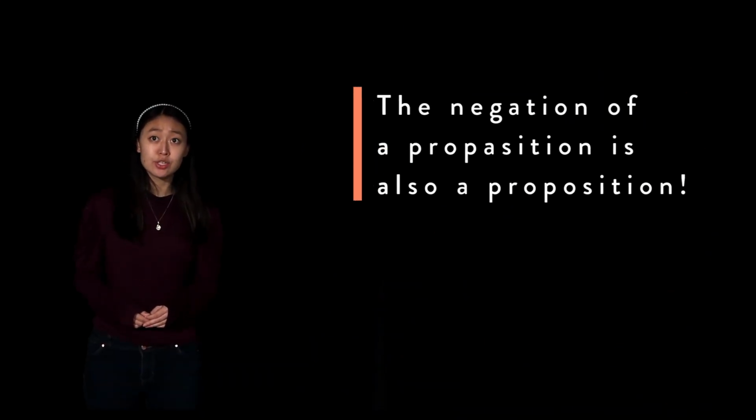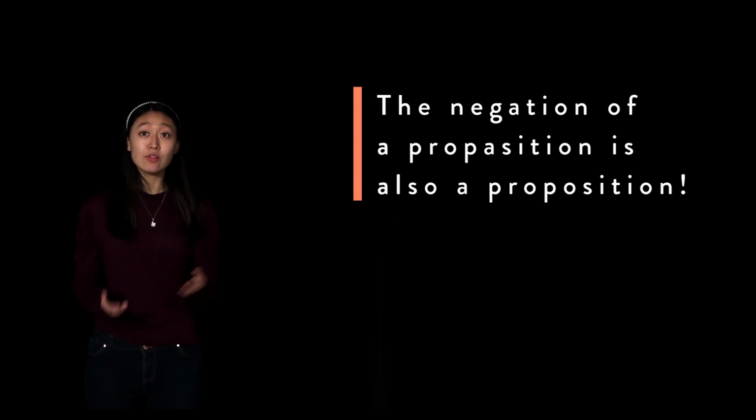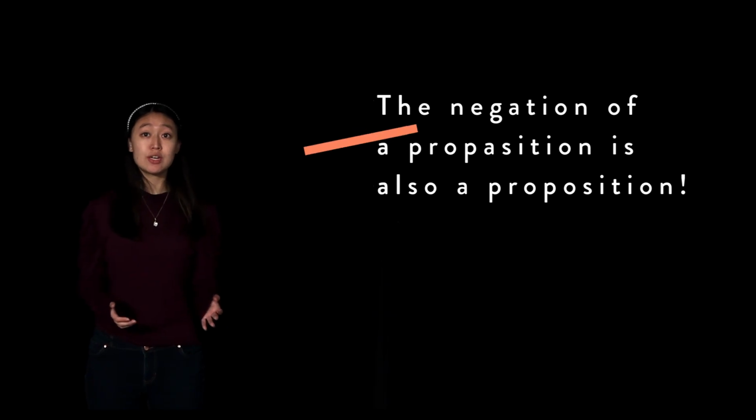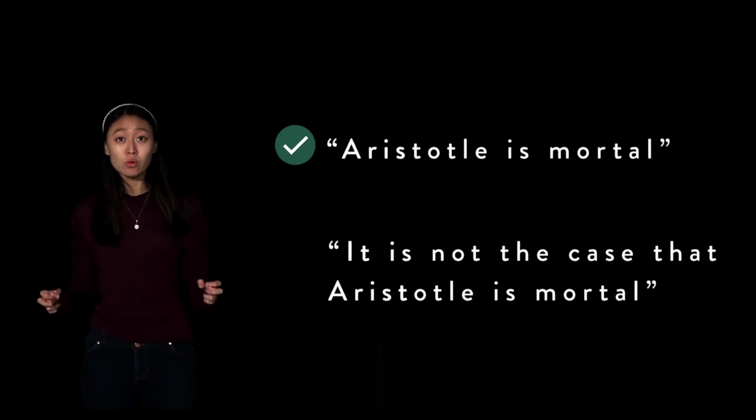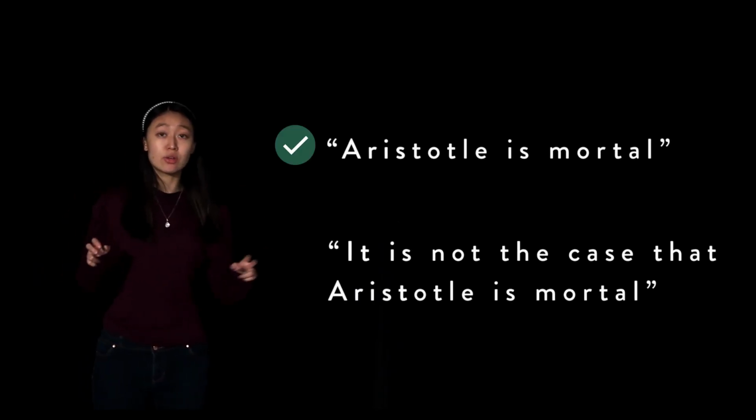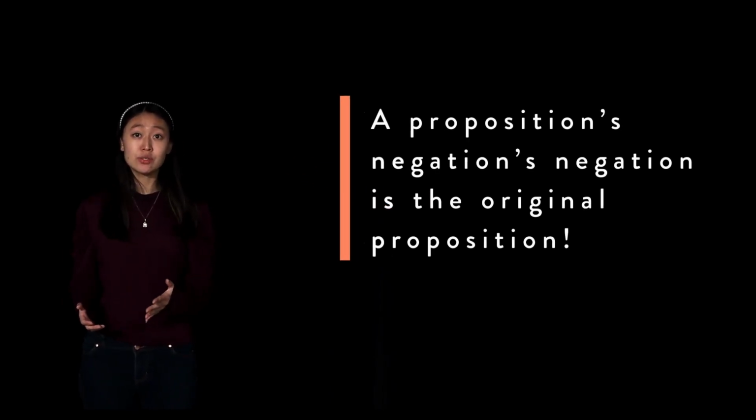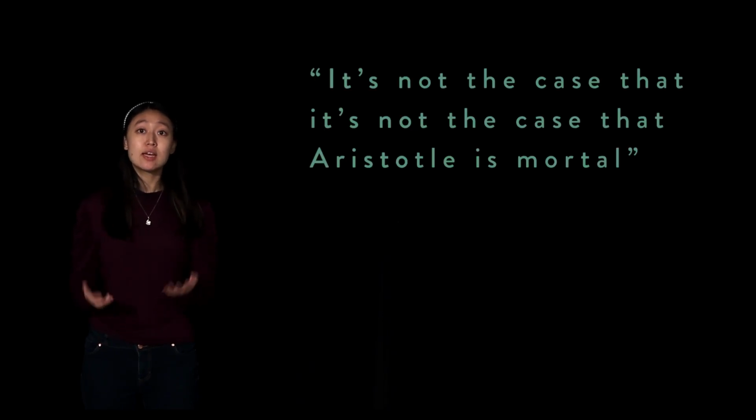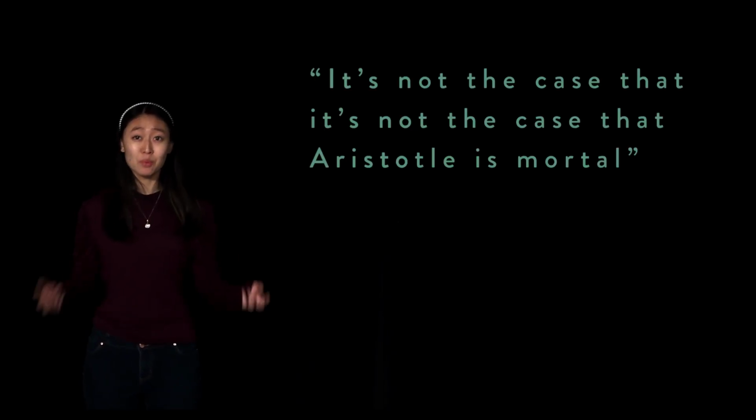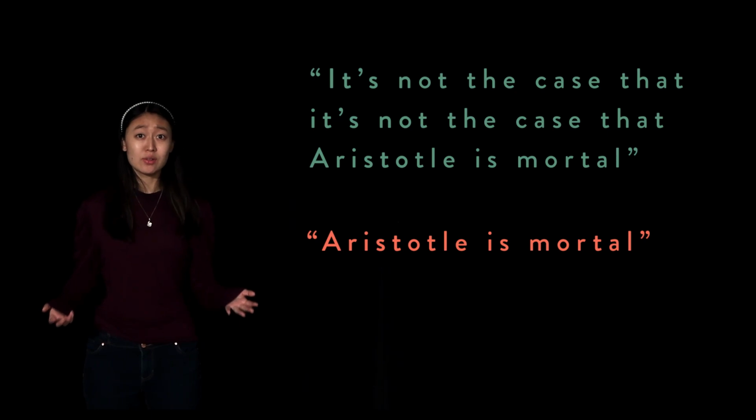Looking at our initial definition, we can see that the negation of a proposition is also a proposition itself. It's either true or false. With this in mind, it's easy to see the connection between a proposition and its negation. When the proposition has one truth value, its negation has the other one. Specifically, since Aristotle is mortal is true, it is not the case that Aristotle is mortal is false. Very importantly, the double negation of a proposition yields the same proposition. For instance, it's not the case that it's not the case that Aristotle is mortal. It's really just saying Aristotle is mortal. This result is very important in logic.